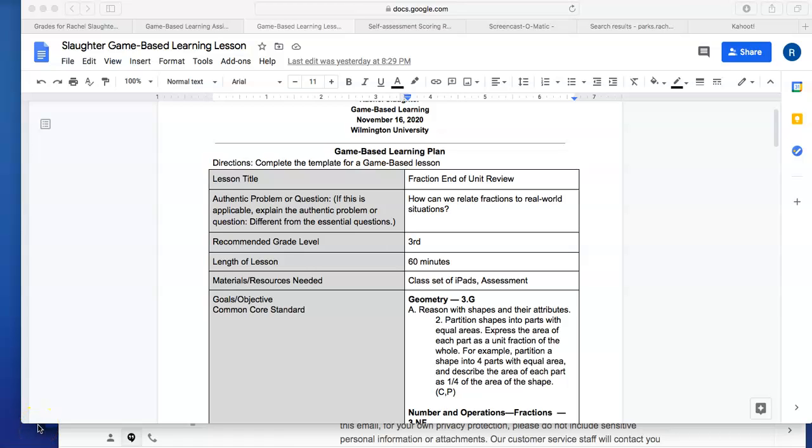Hi there. I have selected game-based learning as my module number 2. I have chosen this because I am at the end of fractions with my students right now, and I've chosen it as a fraction review.